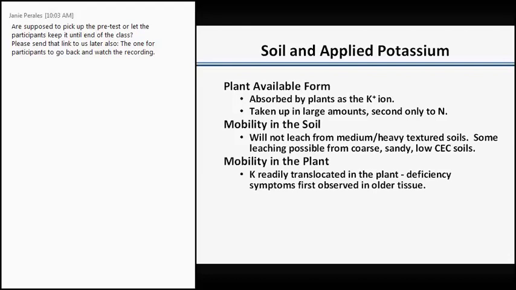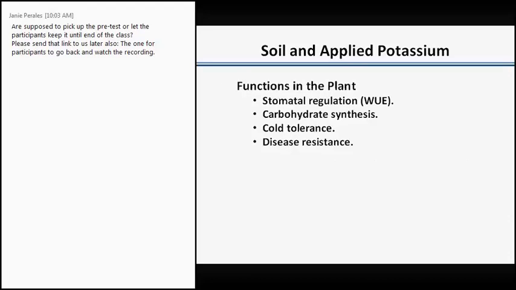Mobility in a plant. It is very mobile in the plant. It translocates readily, and so if you're going to see a deficiency symptom, it's always going to show up on the older tissue first. If it's immobile in the plant, it will show up on the younger tissue. Always remember that.